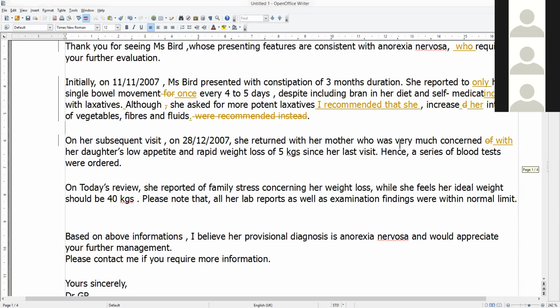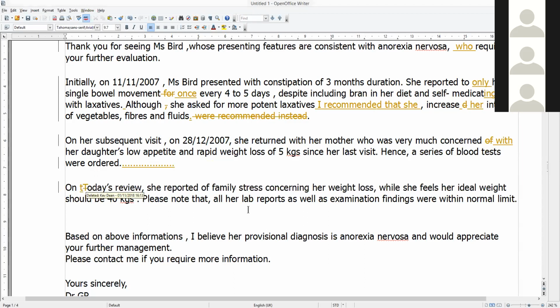Okay, she was with her mother, very much concerned, hence blood tests were ordered. You could maybe put something about I asked her to return alone, because it does say that in the notes. Plan: review Janet alone. I would have maybe mentioned that on today's review. I don't know why "today's" is capitalized.